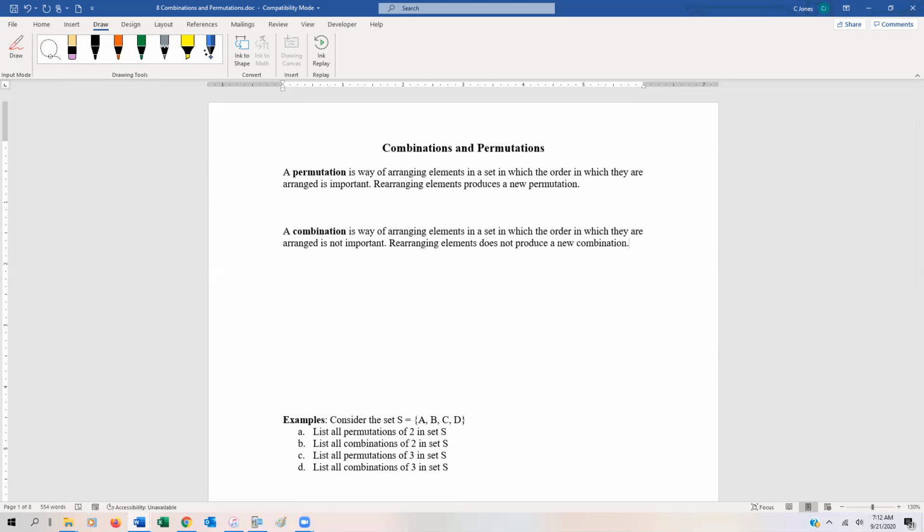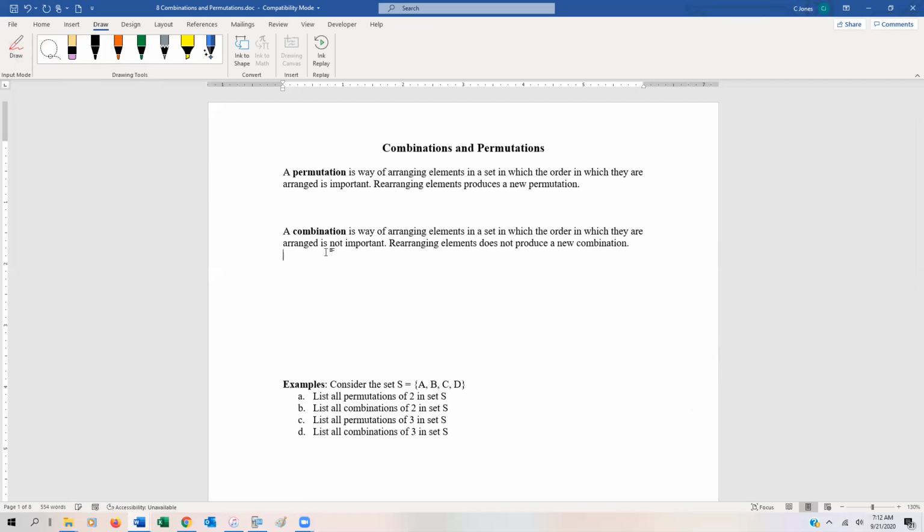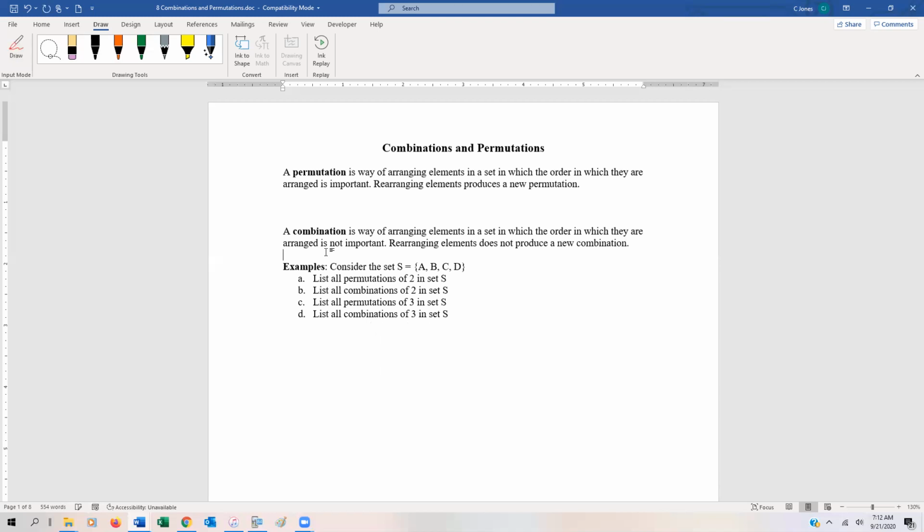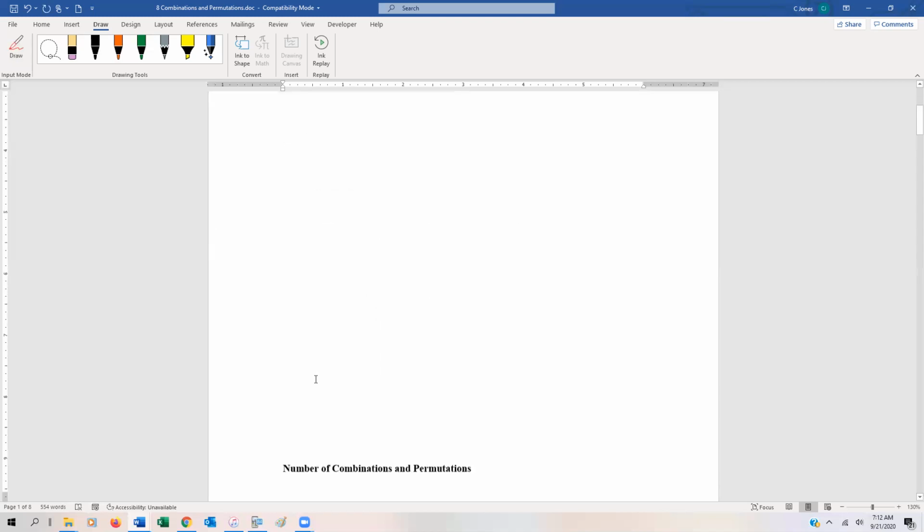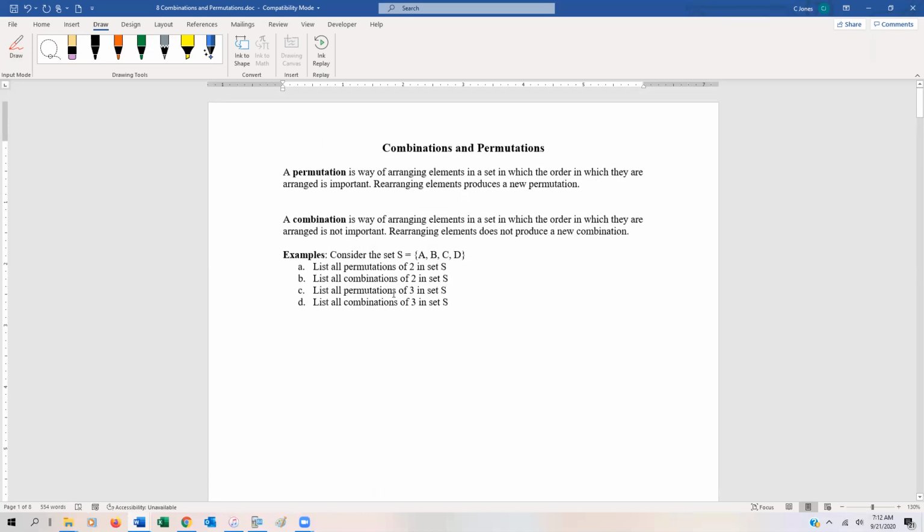Now some examples, if I give you a list of items, as to how to pull out combinations and permutations, might be a good idea just to get an idea of these animals. Let's say we have a set S, and the set S has the elements A, B, C, D. The first thing I'd like to do is list all permutations of 2 in the set S. That means we're going to pull out 2 elements.